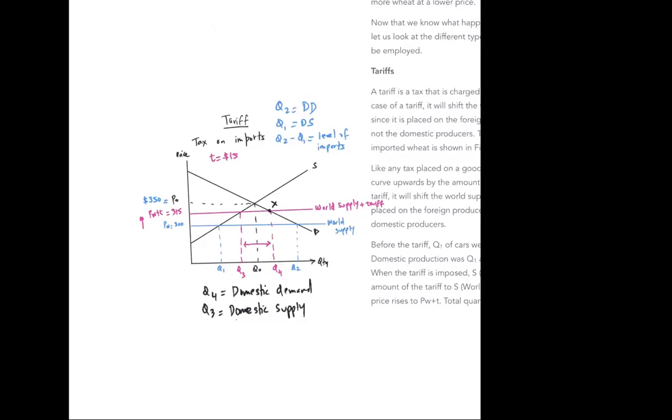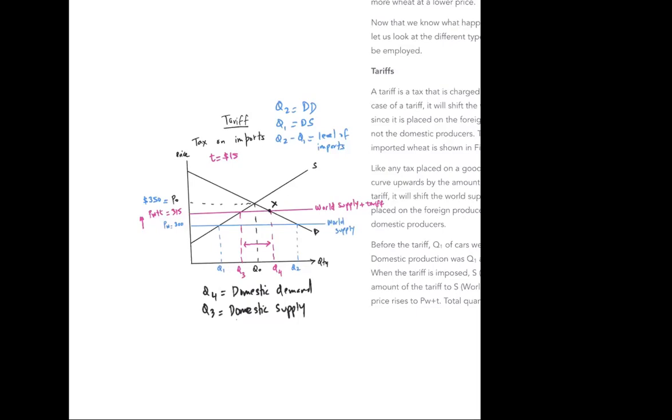Does that make sense? So what did we do from the tariff? We have reduced the total imports. And what we also did was this: domestic demand went down from Q2 to Q4.